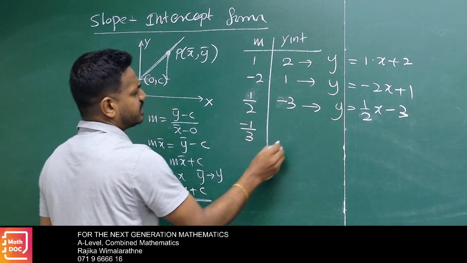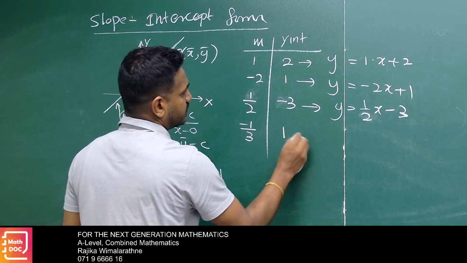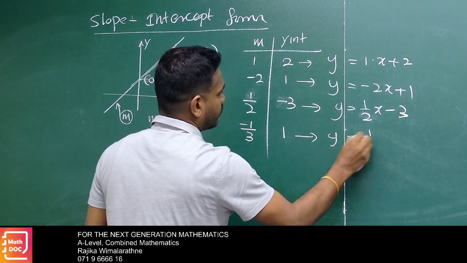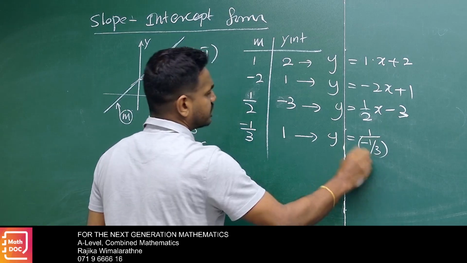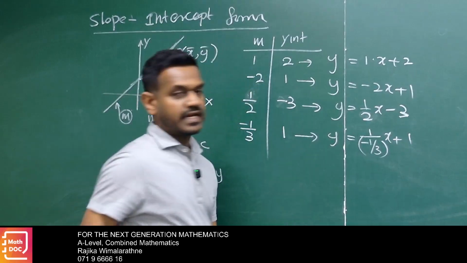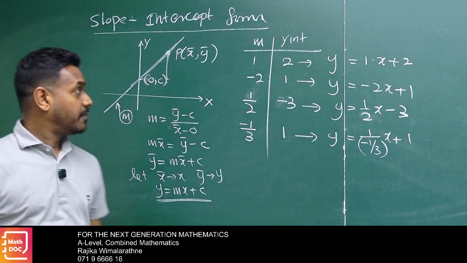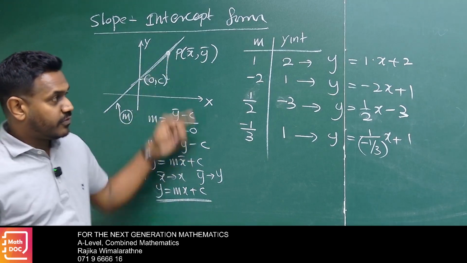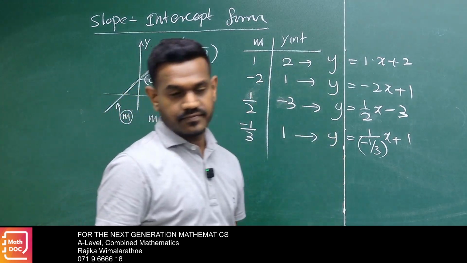Gradient minus 1/3 and intercept 1: y equals minus 1/3 x plus 1, and so on. We can write it directly using the formula. Okay, first prove this formula and write some examples.